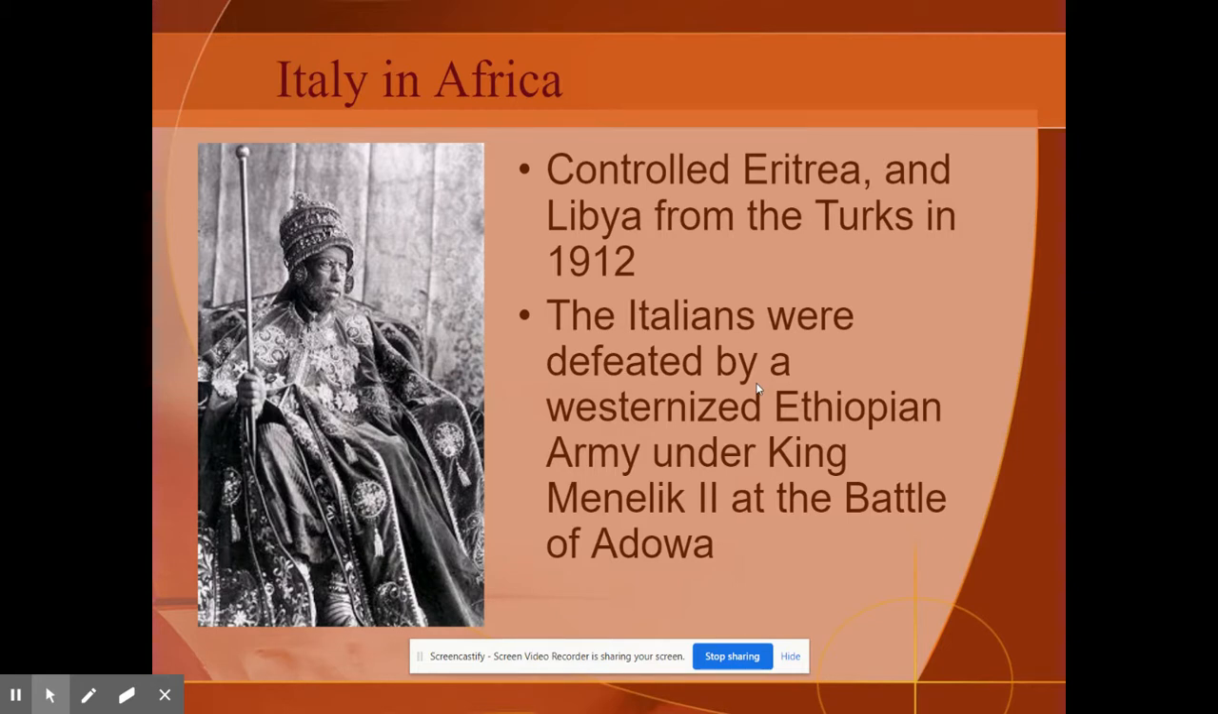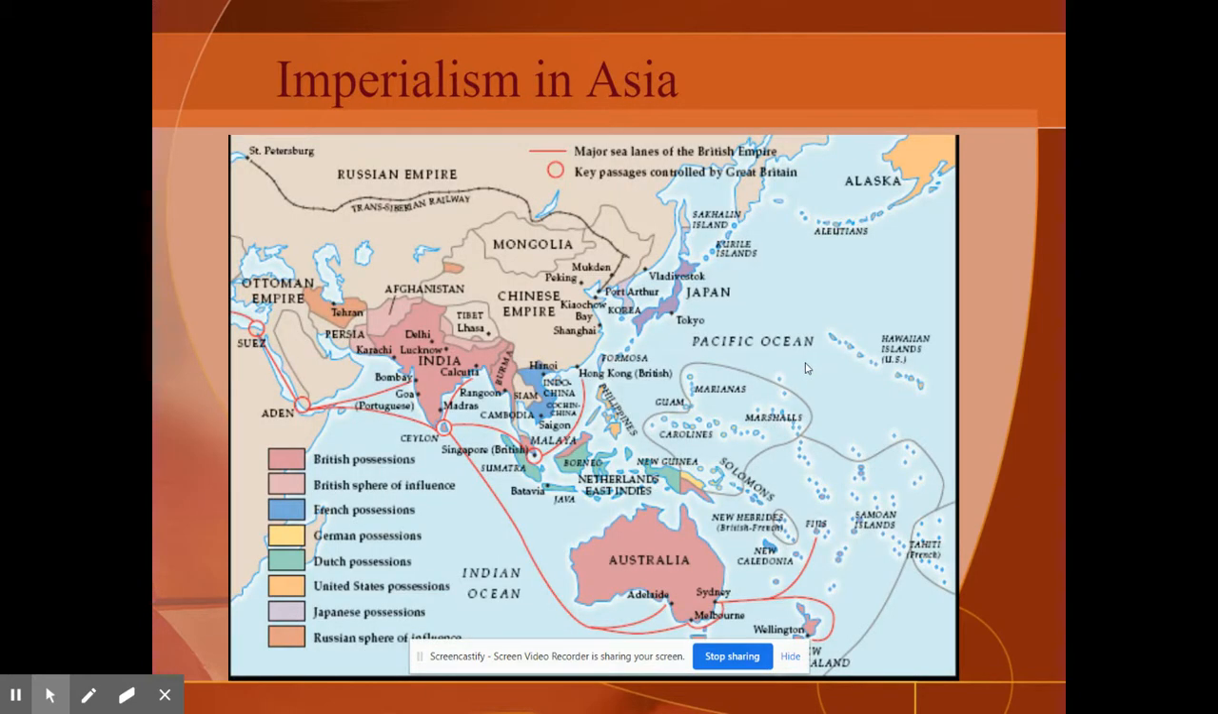Italy's constantly after Libya. They're defeated in Ethiopia. So they're going to take over Libya, but they're not going to be able to take over Ethiopia because Ethiopia has a modern military and is backed by Western powers. But it's not going to stop them from doing it again in the 1930s.